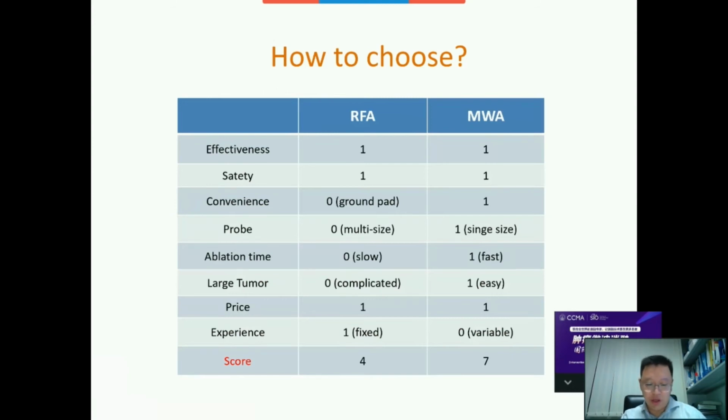How do we choose in clinic? Let's compare them through a scoring system. Scoring items include effectiveness, safety, convenience, probe, ablation time, large tumor, price, and experience. Microwave ablation is generally better than radiofrequency, due to the score of 7.